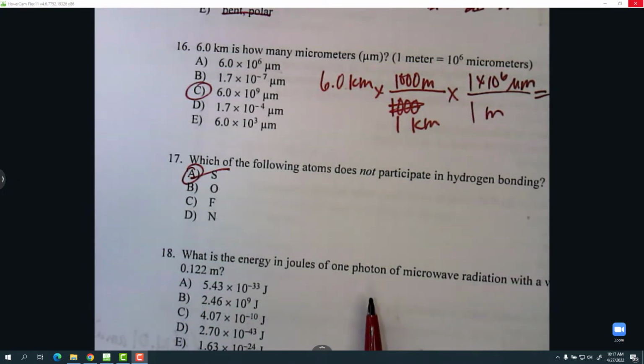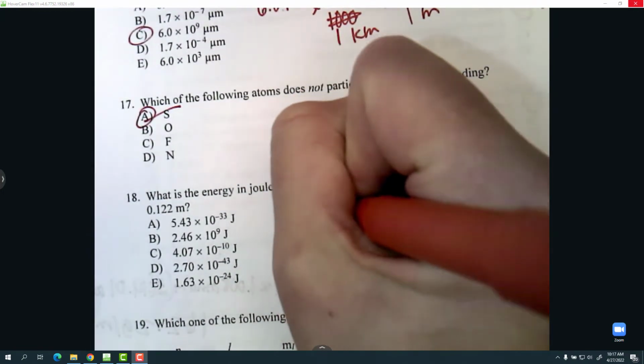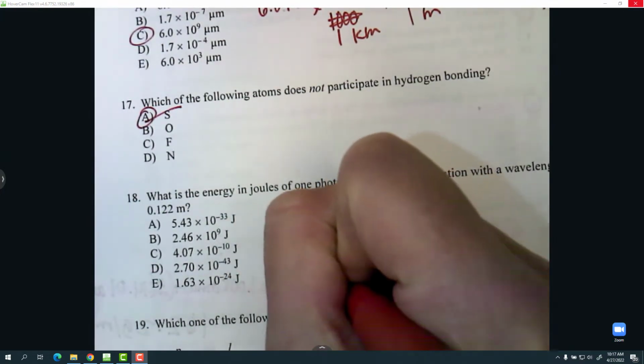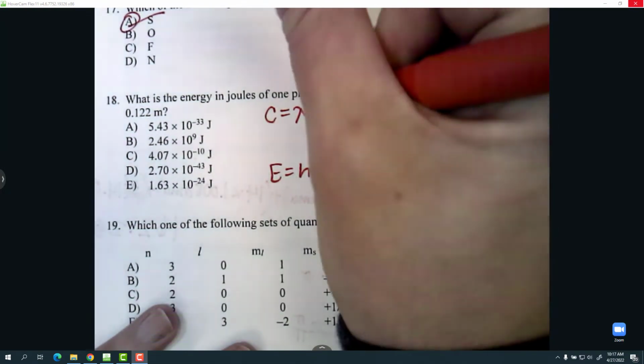What is the energy of 1 photon? Okay, so here's the wavelength. It's giving me the wavelength, and I need to calculate the energy. So first I need to figure out the frequency, because remember the energy equation is h times the frequency. So I'll need to figure that out first.